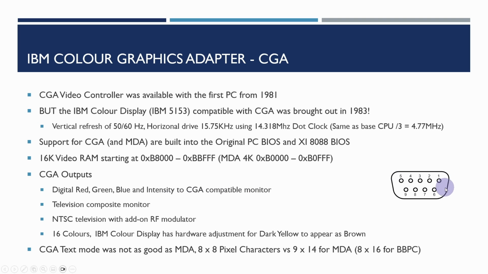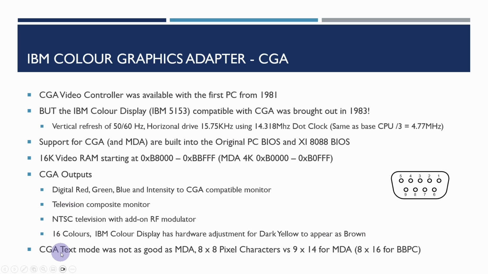CGA outputs are a digital red, green, blue and intensity to a CGA compatible monitor. So this has this pin out, and you'll notice it's different from the 15-pin sub-miniature D connector you perhaps would be familiar with for VGA. It also had the television composite output and an NTSC television compatible with an RF modulator added on. So it's capable of 16 colours, and the IBM Colour display, the 5153, actually had specific hardware adjustment so that dark yellow would appear as brown.